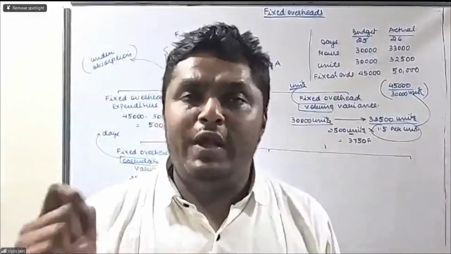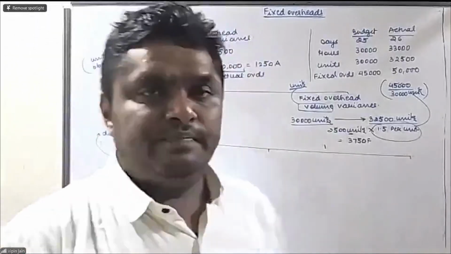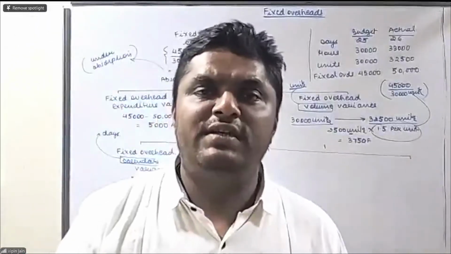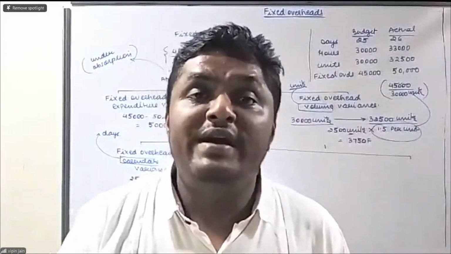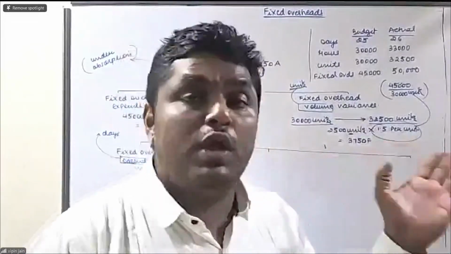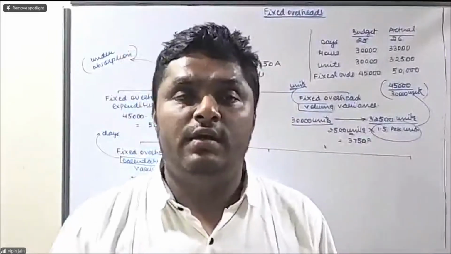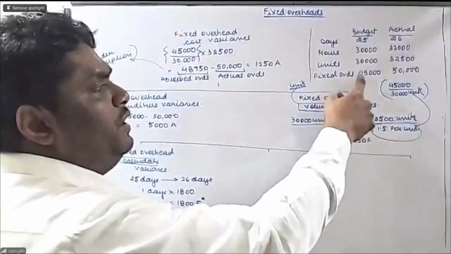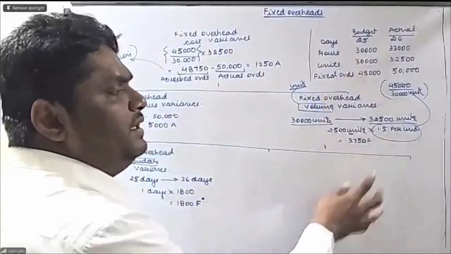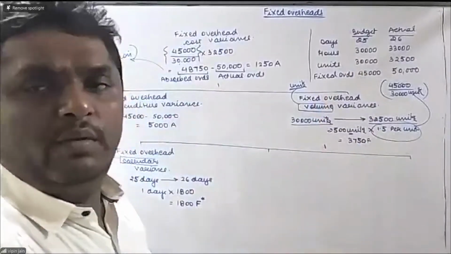When talking about volume variance, again, we were supposed to manufacture 30,000 units, but we actually manufactured 32,500 units. We did a great job and we manufactured 2,500 units extra. Since it is number of units, we'll be taking the rate per unit. So rate per unit will be 45,000 divided by 30,000. That is 1.5 per unit.